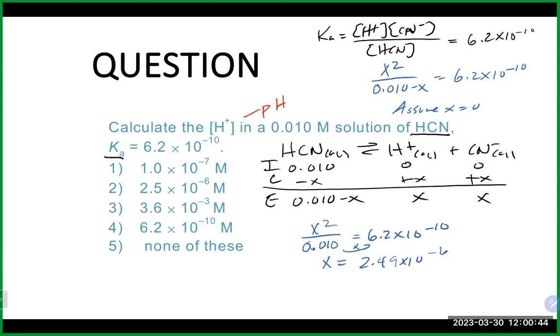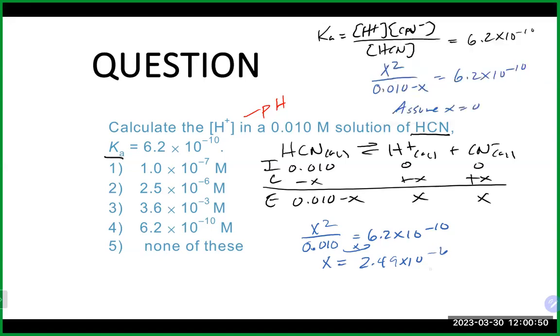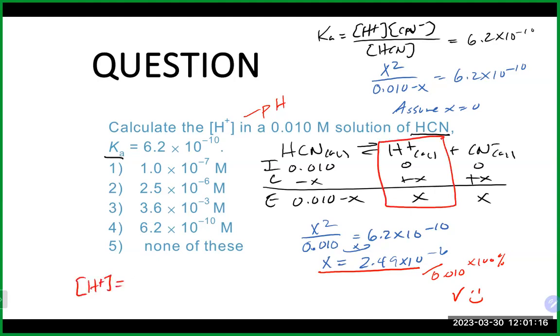Once again here, because we did make the assumption, we do want to check it. To check it, we're just going to divide it by our initial concentration, times 100. If we do that, we see it's like 0.02%. So the check here is good. That means this X value that we got is what we need for our H plus concentration. So our concentration of H plus in this case would equal basically 2.5 times 10 to the minus 6 molar. Looks like that's going to be number 2.